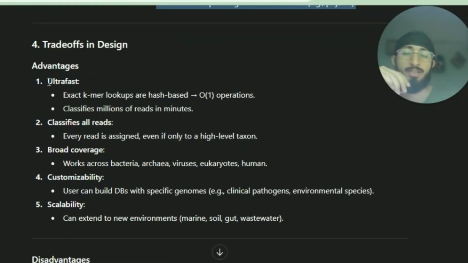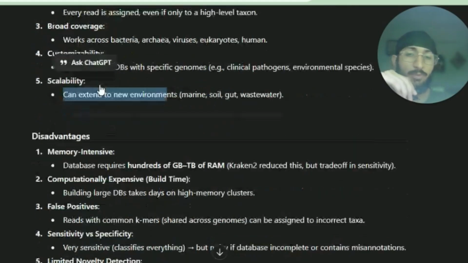So advantages. First, it is ultra fast. Exact k-mer lookups are hash-based, O(1) operations, classifying millions of reads in minutes. It classifies all reads. Every read is assigned, even if only to a high-level taxon. Broad coverage, works across bacteria, archaea, viruses, eukaryotes, human, etc. Customizability. Users can build their own databases with specific genomes, for example, using the Genome Taxonomy Database, GTDB, right? Example, clinical pathogens or environmental species. Scalability: it can extend to new environments, marine, soil, gut, wastewater.